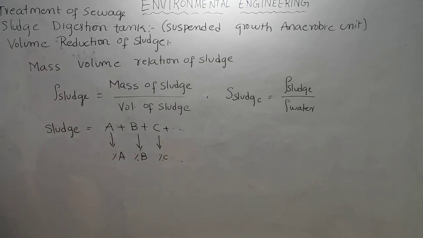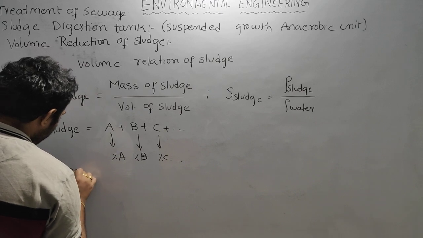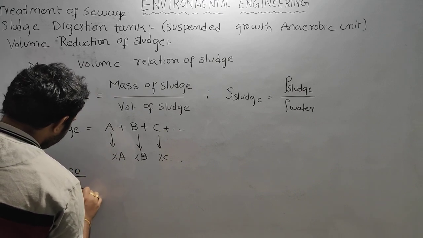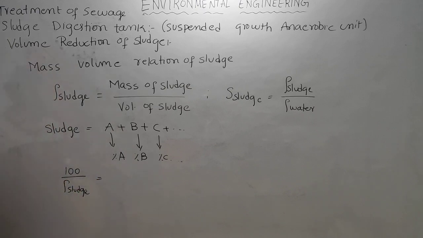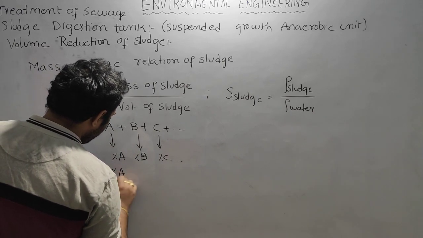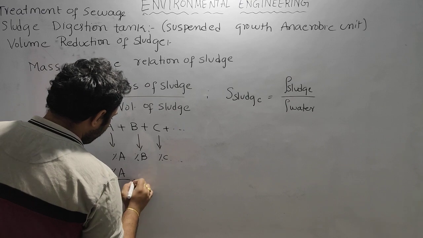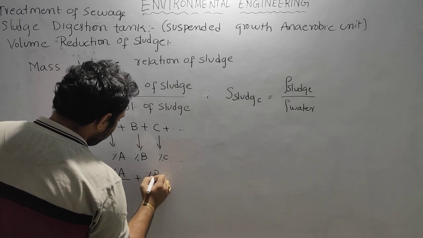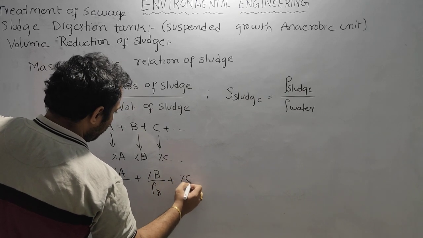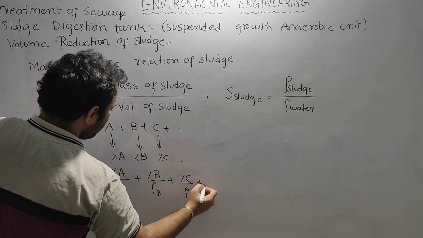Now if I want the density of the sludge, 100 by rho of sludge is equal to percentage A by rho of A, plus percentage B by rho of B, plus percentage C by rho of C, and so on.